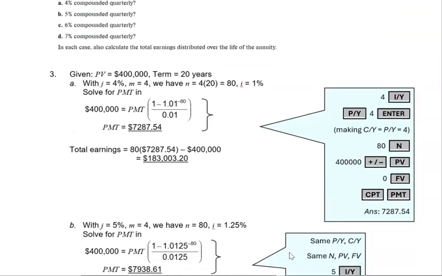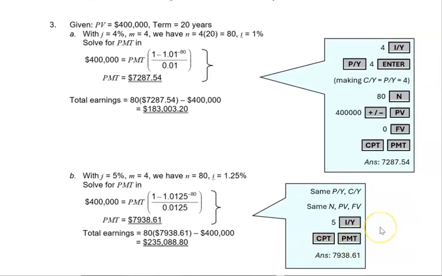So let's have a look at B. The only thing that's going to change is your I/Y. So you can skip putting all the other amounts in, just hit 5 I/Y, compute payment. Therefore, if the 400,000 over the life of the annuity is 20 years, you're going to have $7,938.61 being paid to you quarterly.